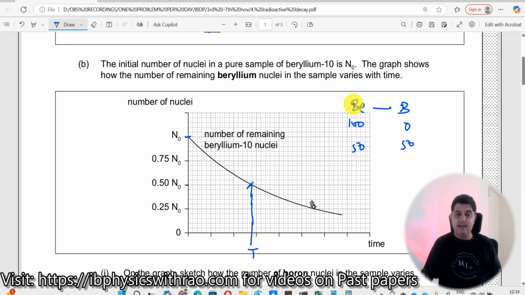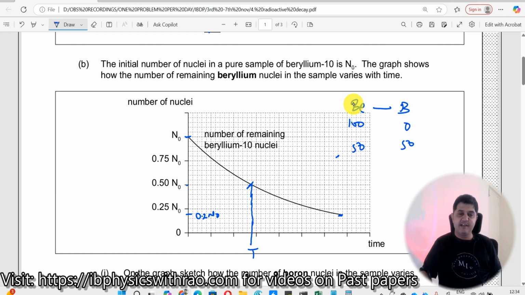Now, the second coordinate. At the end of somewhere over here, at this point, what is the total number of nuclei? This seems to be around 0.2 times N0, which means 0.8 times N0 has already got converted into boron. So what is this y coordinate here, and there should be one more y coordinate seen over here. The sum of these two should amount to N0. So the number of nuclei here plus the number of nuclei here should be equal to N0.